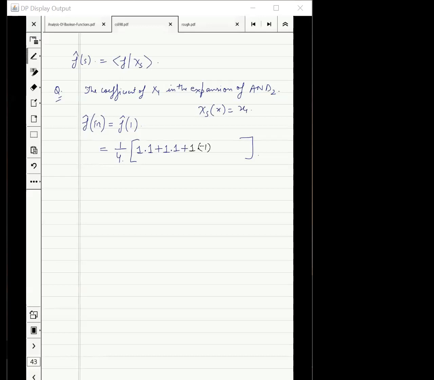Good. And the last case. When it is minus 1 comma minus 1, f is minus 1. And chi_s is minus 1, right? Then what will happen? We will get half. And if you remember from yesterday, this is the correct answer. And you can do it for all the coefficients.